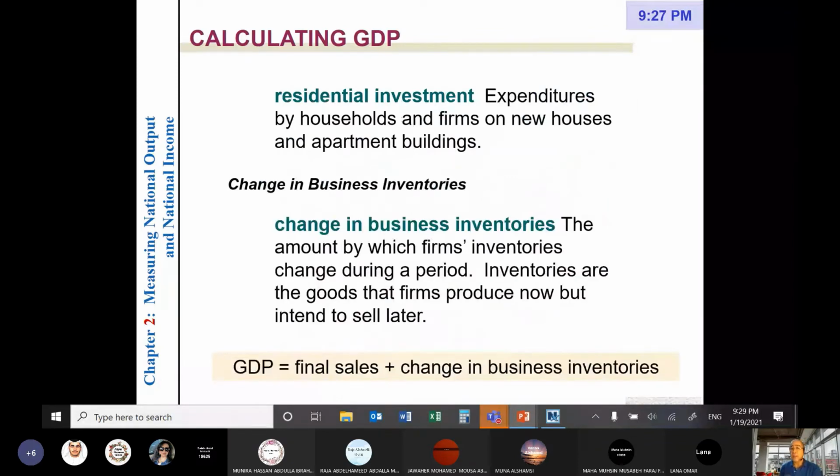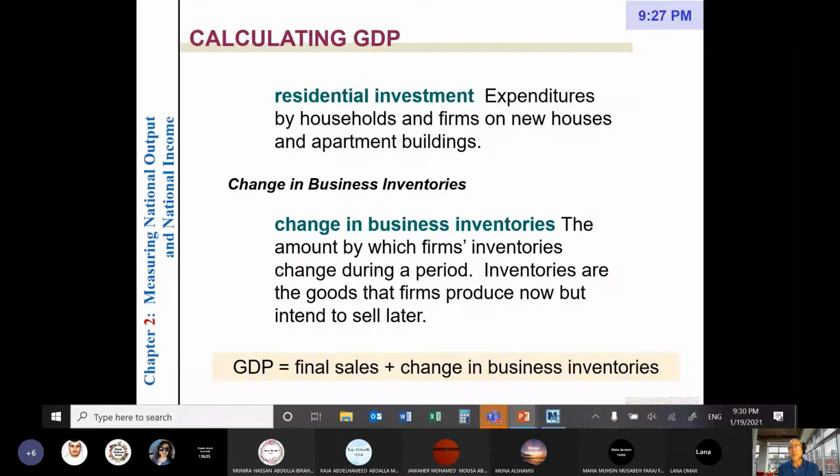The second one is called residential investment, with Munira. Expenditures by households and firms on new houses and apartment buildings. Okay, so expenditure by households and firms to add new housing units, to build new houses, new apartments. This is called residential investment.